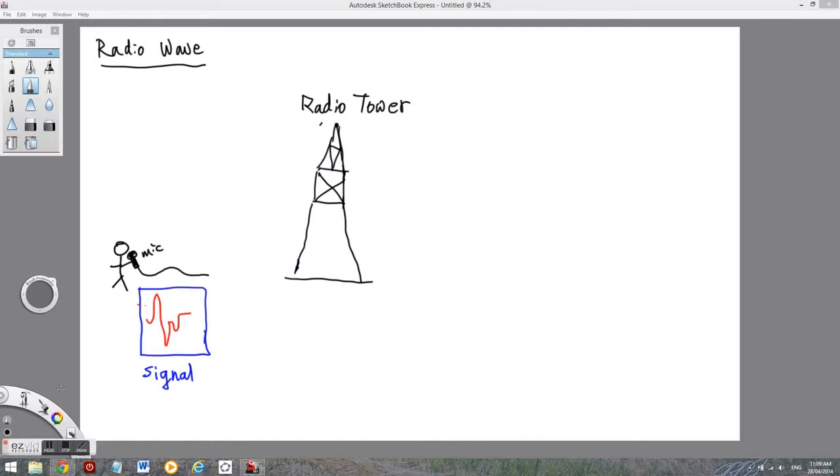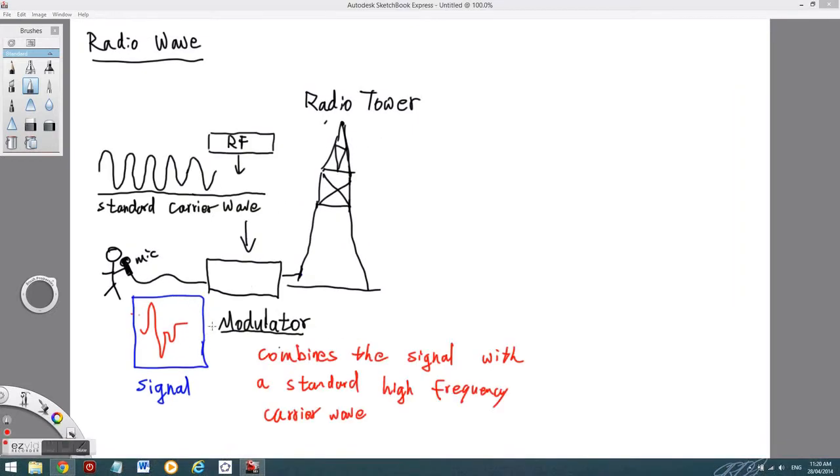So what I need now is a modulator. A modulator combines the original signal wave with a standard high-frequency carrier wave. Normally, a standard high-frequency carrier wave is generated from an RF radio wave generator. And it looks like this. I'll show you a detailed example later. And what does the modulator do? The modulator combines these two waves together.